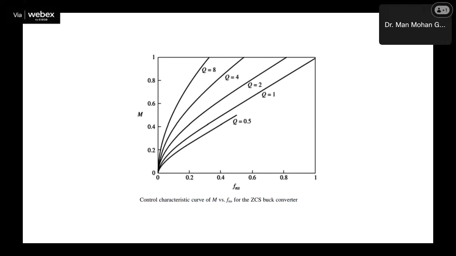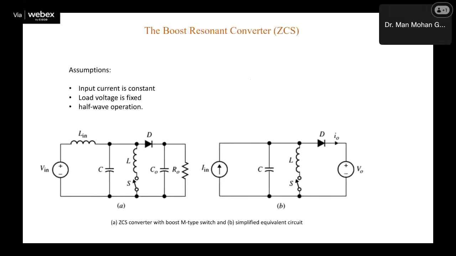This is the expression which gives the control characteristics curve of voltage gain versus FNS for ZCS buck converter. So if you increase this normalized switching frequency, you can see it is between 0 to 1. You increase it, then what happens here? The M gain also increases. This is boost resonant converter ZCS.